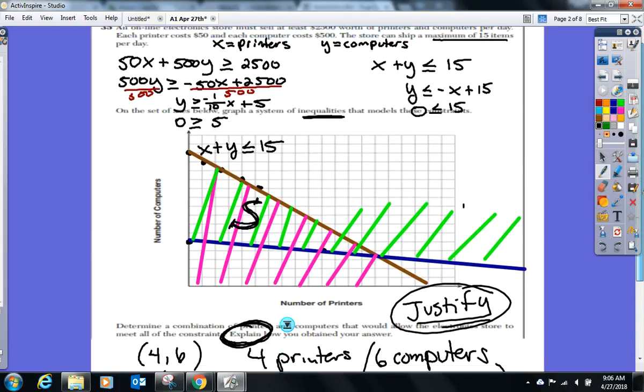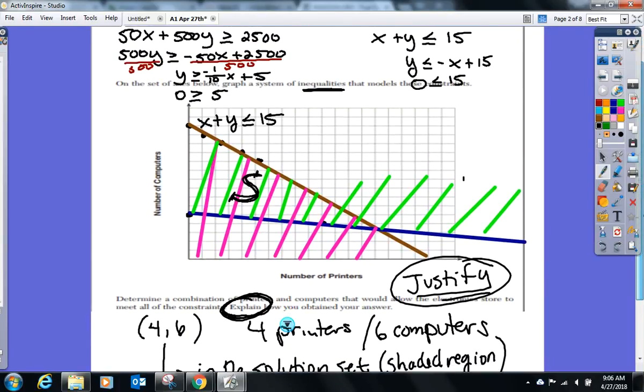Any questions on this big dog one? Because the other ones will go a lot quicker now. Questions?